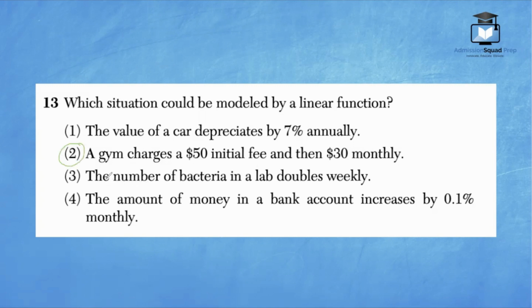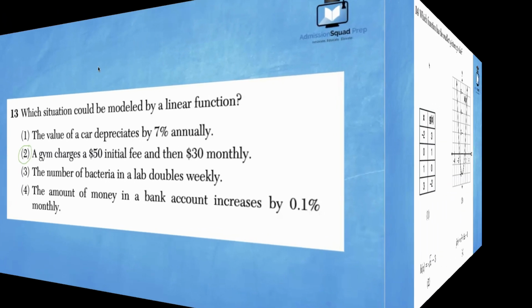Let's keep going though. The number of bacteria in a lab doubles weekly. To double means you're multiplying by 2 every single time. Sounds like an exponential function to me. And answer choice 4, the amount of money in a bank account increases by 0.1% monthly. Again, we'll be multiplying by 0.001 every single month. So that's also an exponential function. Choice 2 is the correct answer.